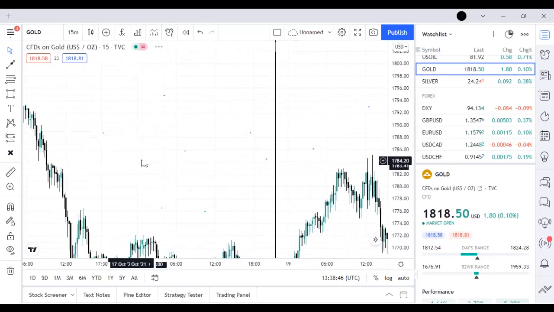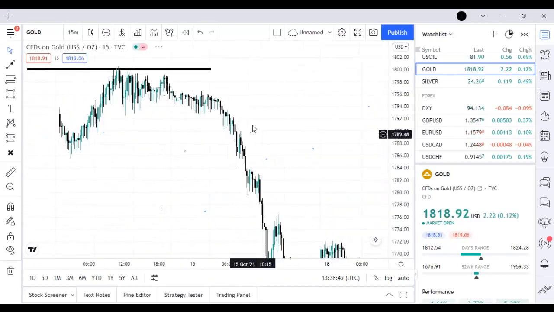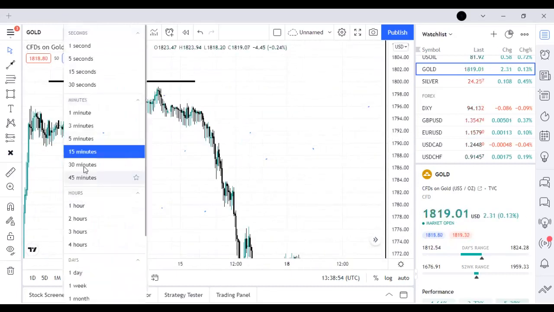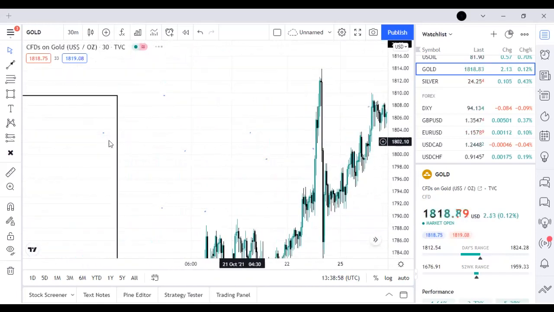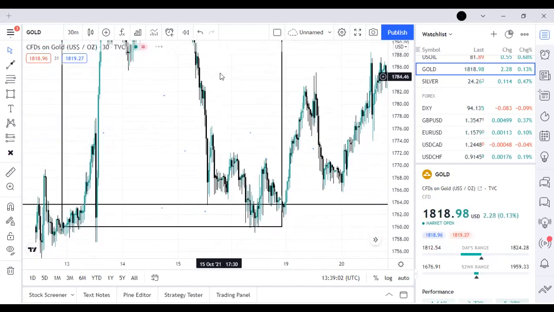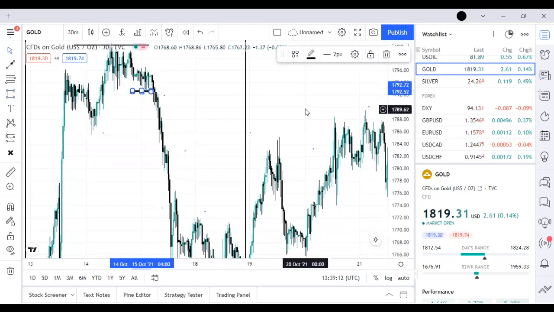All right. Now look at all this, right? This is the region right here. Let me use the 30 minutes. Right, the 30 minutes should be clear. All right, perfect. Now look at the 30 minutes, right? Now this particular region right here on the lower time frame, which we are in right now on the 30 minutes, it was actually a trading opportunity for some people, right?